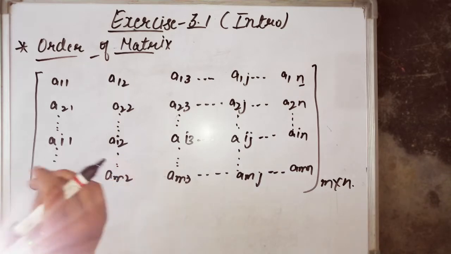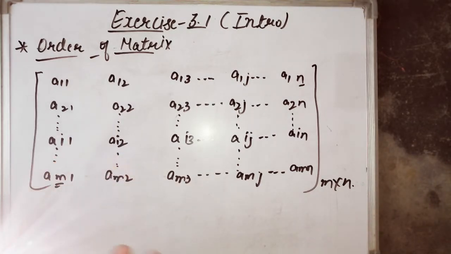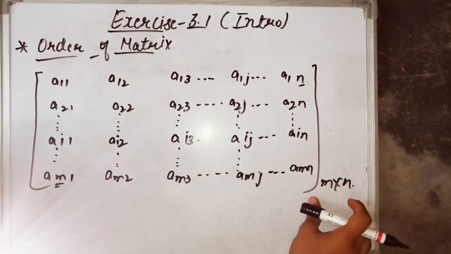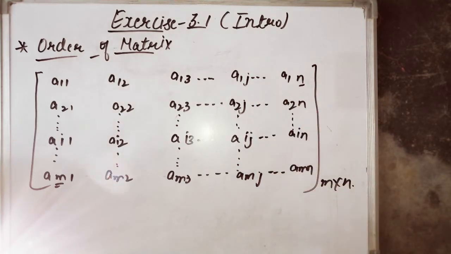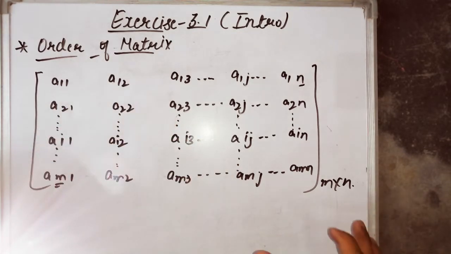After that I have written amn, which means that we don't have an idea of how many rows and how many columns are here. That's why we have written m and n here, for the number of rows and columns. This was just the general representation of a matrix, how you will represent a matrix.